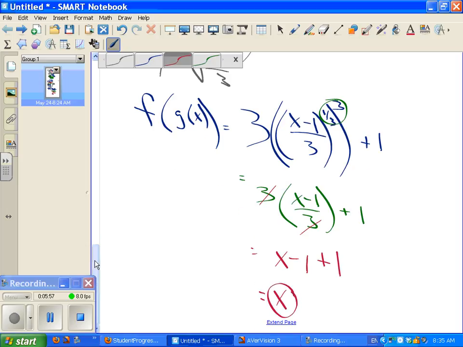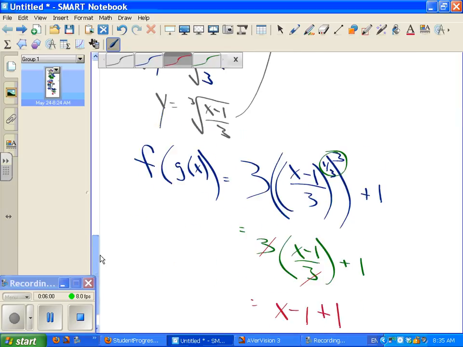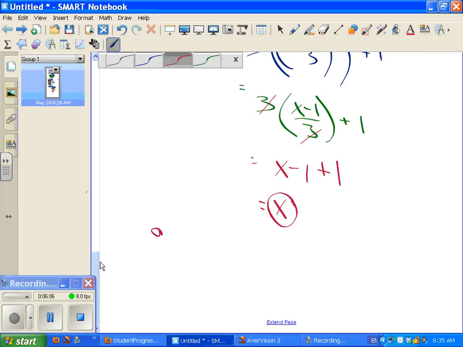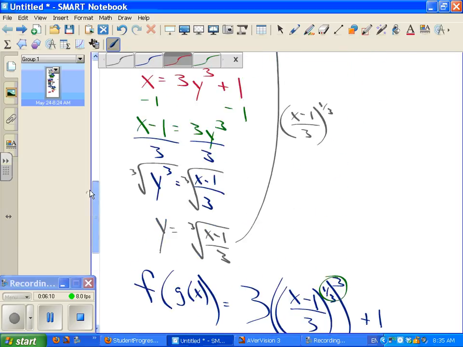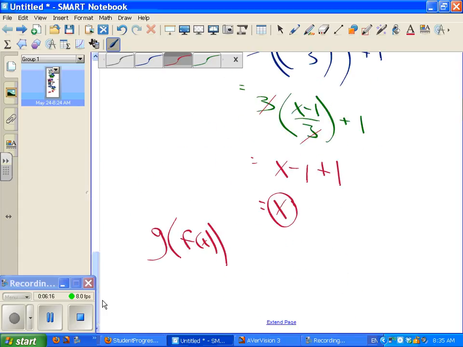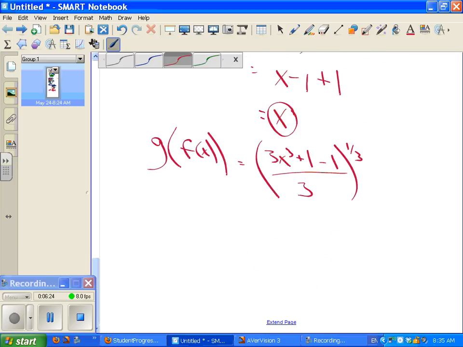So either method works, and it doesn't matter which direction you go in. If you did g of f of x, it still would have worked. If I went g of f of x, so we're going in the opposite direction, I'm going to take this one and plug it in here. So now I'll have 3x cubed plus 1 minus 1 all over 3 to the 1/3 power.